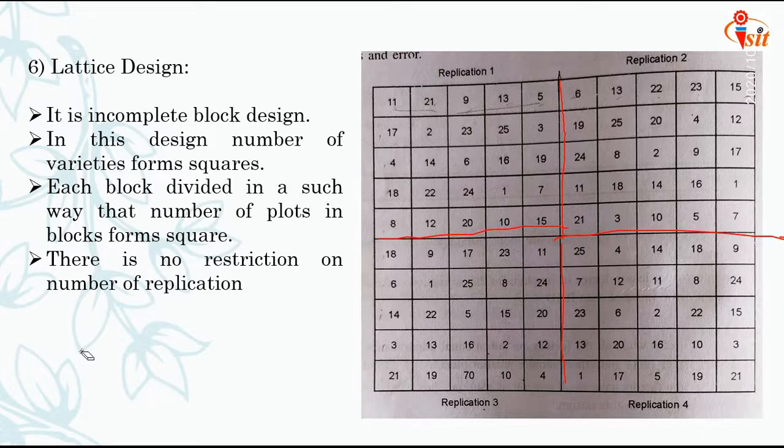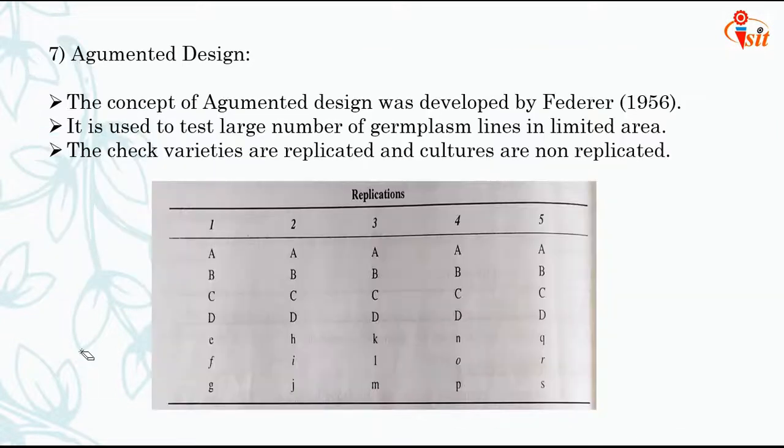Then lattice design. Lattice design is an incomplete block design where the varieties form a square, and each block is divided in such a way that the plots in each block form a square, and there is no restriction on the number of replications in lattice design. Next is the augmented design, given by Federer in 1956. This design is used to screen a large number of germplasm in a limited area. Only the checks are replicated here, and the germplasm lines are not replicated.